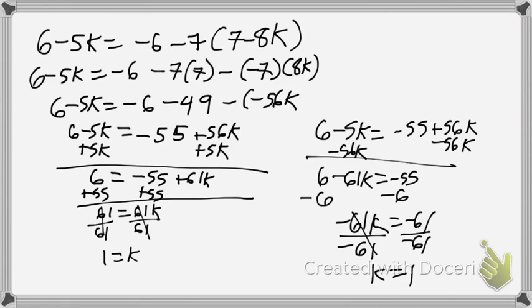Remember, I have that negative 61 divided by negative 61. So because I have two negatives, my answer is going to be positive, and also because I am dividing a number by itself, my answer is going to be positive 1.